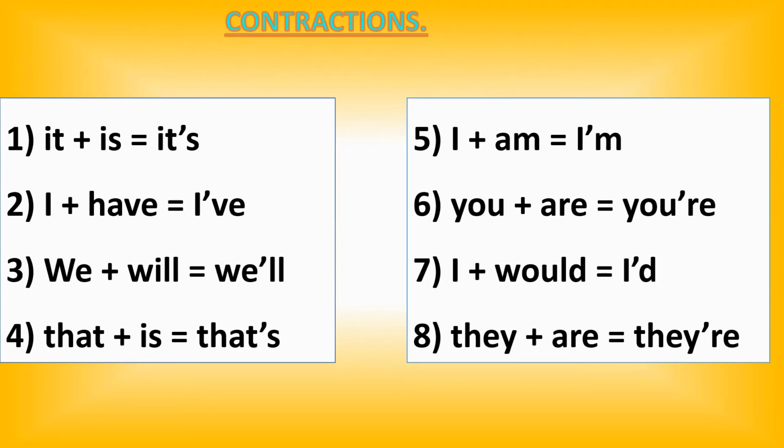It plus is called it's. Second, I plus have is called I've. Third, we plus will is called we'll. Fourth, that plus is is called that's. Fifth, I plus am is called I'm. Sixth, you plus are is called you're. Seventh, I plus would is called I'd. Eighth, they plus are is called they're.